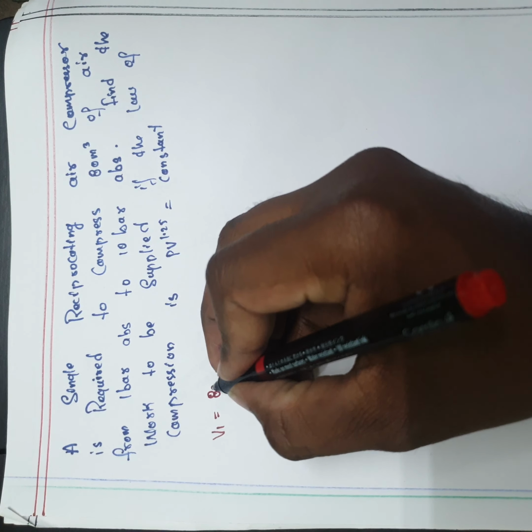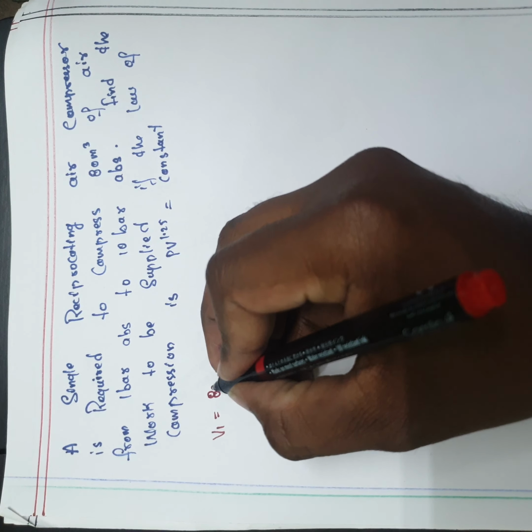What you have to do is find out the mass. For finding the mass, there is a single formula. What is that formula? PV is equal to mRT. So mass is equal to P1 V1 by R T1. How much is the P1 value? 100. So write down here 100.